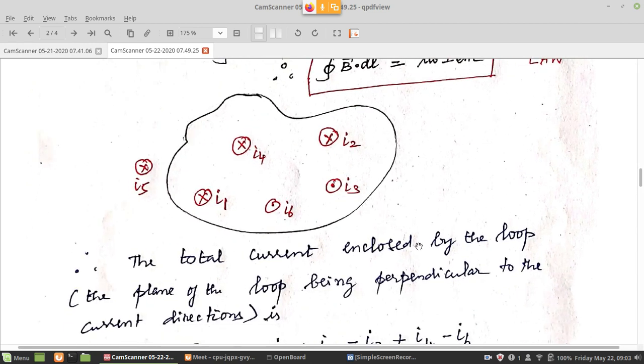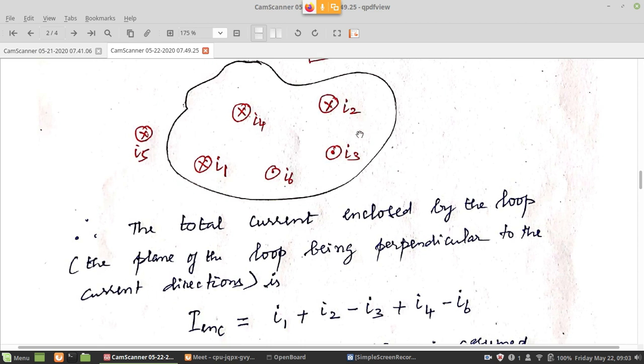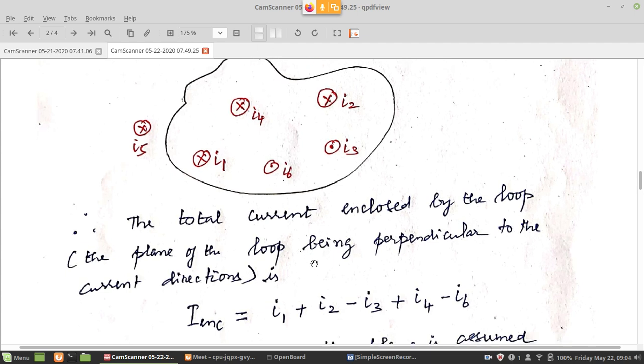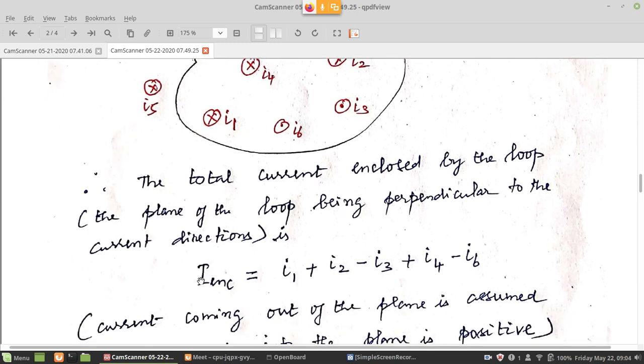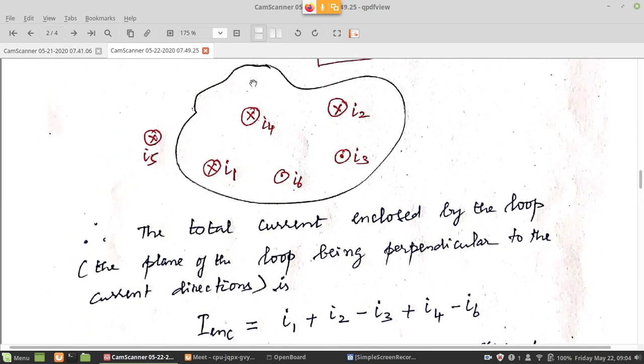So the total current enclosed by the loop: this is the irregular-shaped loop. It is perpendicular to the current wires, because this loop is a plane. Current is going into the paper or coming out of the paper. That means the current direction is perpendicular to the plane of the loop. So the current enclosed is therefore I1 plus I2 minus I3, because it is coming out, plus I4, again going in, minus I6, again coming out. So this is the algebraic sum of the total current. That current is called the enclosed current, because it is enclosed by the loop.